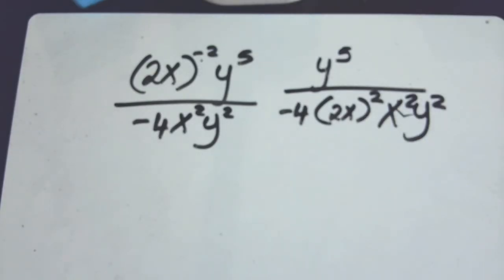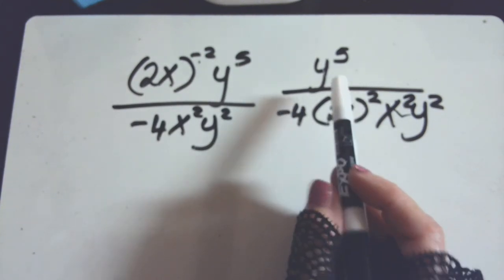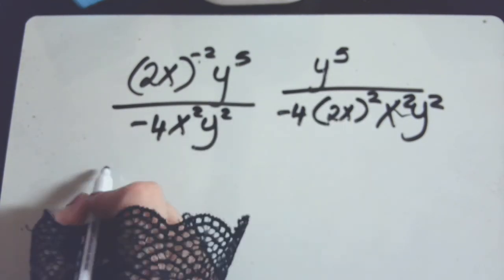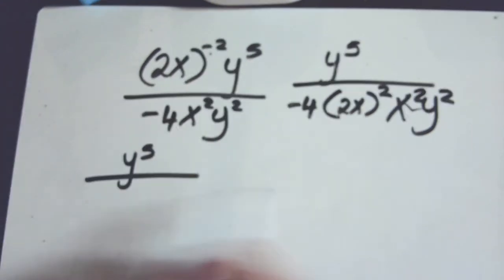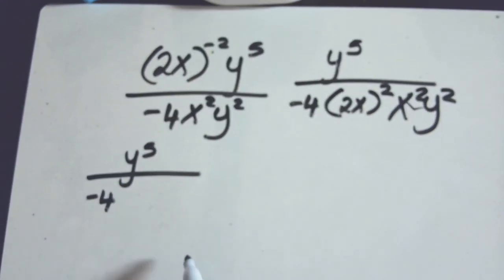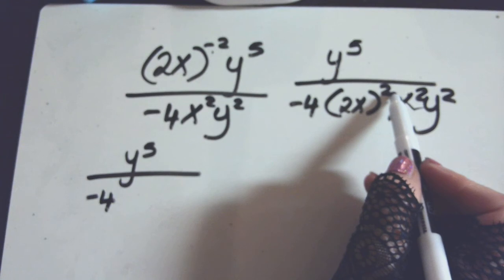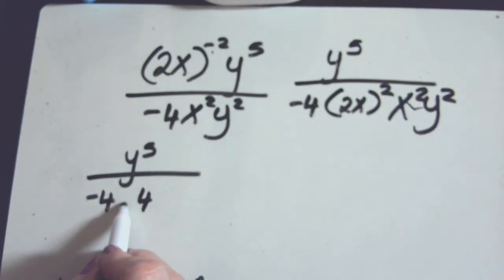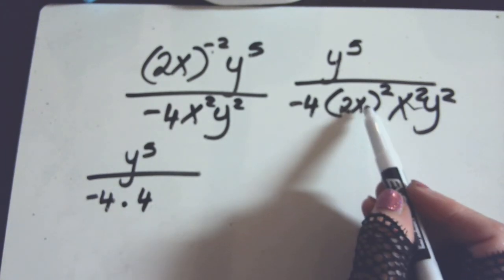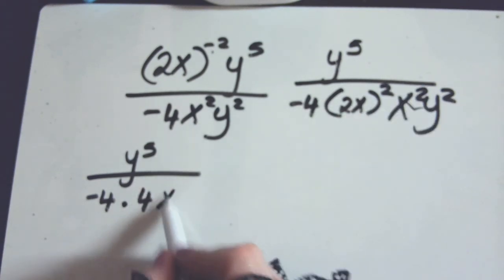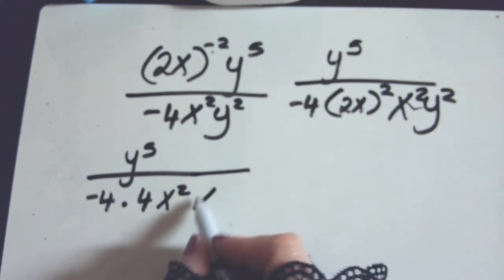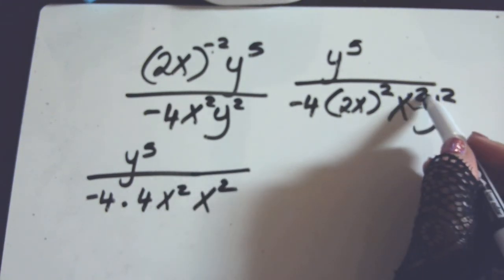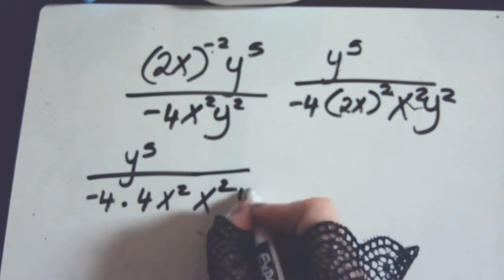Sorry guys, someone was at the door. So let's continue and simplify this down. So we are going to keep the y to the 5th on top. That would be the next thing. And then the negative 4, I'm just going to keep it like that. 2 to the second power, isn't that 2 times 2? That's another 4. So I'm going to write it here. I can put multiplication so there's no confusion. X to the second power. Then I've got another x to the second power, this one, and then y to the second power.